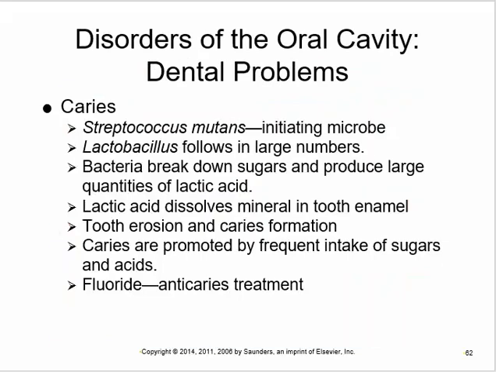Dental problems include caries, which is cavities. Usually it's Streptococcus mutans, Lactobacillus. The thing about Lactobacillus is that they are anaerobic bacteria that when they make their ATP, the byproduct is lactic acid, which is acidic, and the lactic acid dissolves the minerals in the tooth enamel and causes the erosion.